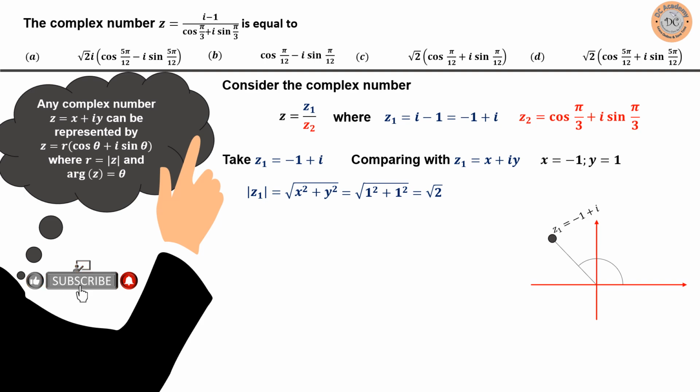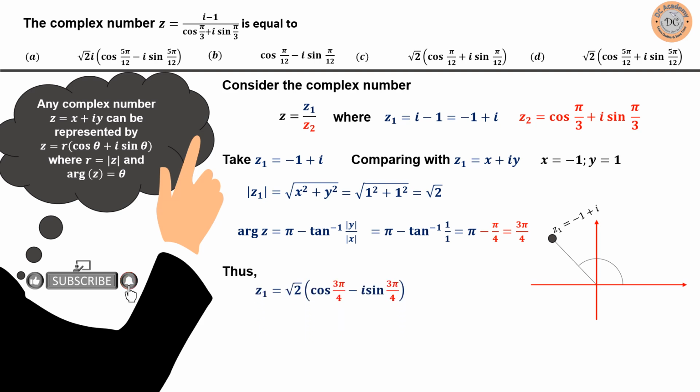As it lies in the second quadrant, the argument of z1 will be pi minus tan inverse of mod y divided by mod x. This is a simple formula. Now, y and x are equal to 1 each. So it is pi minus pi by 4, and hence 3 pi by 4. So z1 is a complex number with modulus root 2 and argument 3 pi by 4. Therefore, the complex number z1 can easily be written as root 2 times cos 3 pi by 4 plus i sin 3 pi by 4. So we obtain the polar representation of z1.